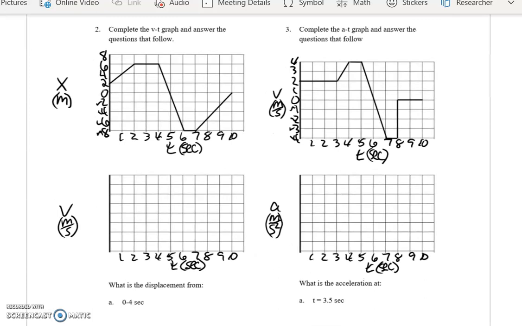Next page, we're doing a lot of graphing. In this first one, we're going from a position time to a velocity time graph and answering some questions. So for a position time graph, the slope represents the velocity.